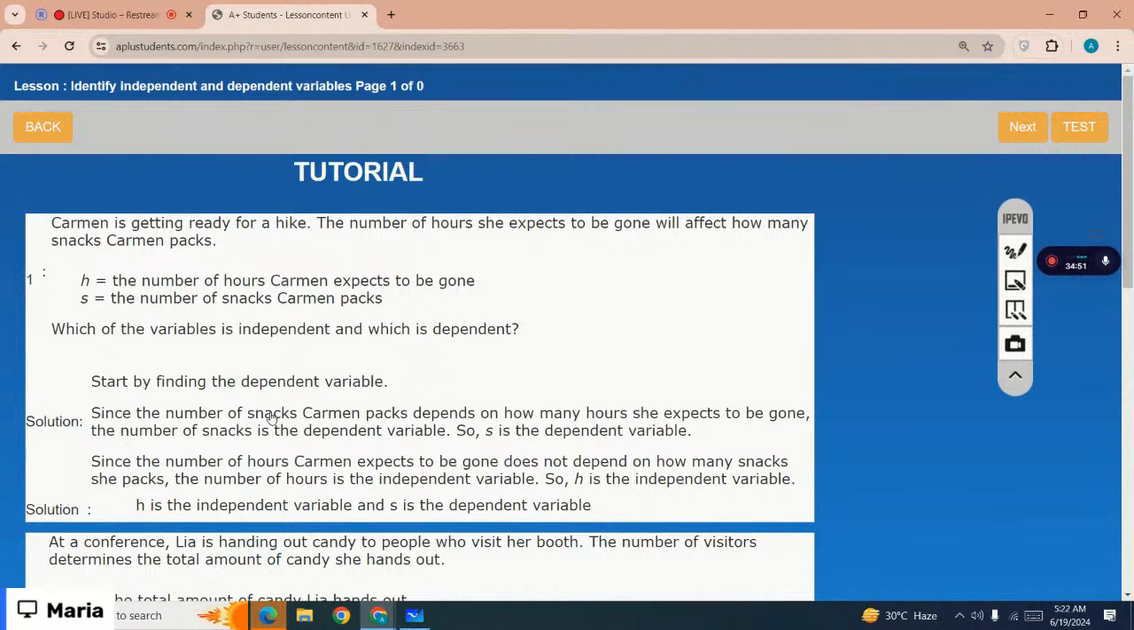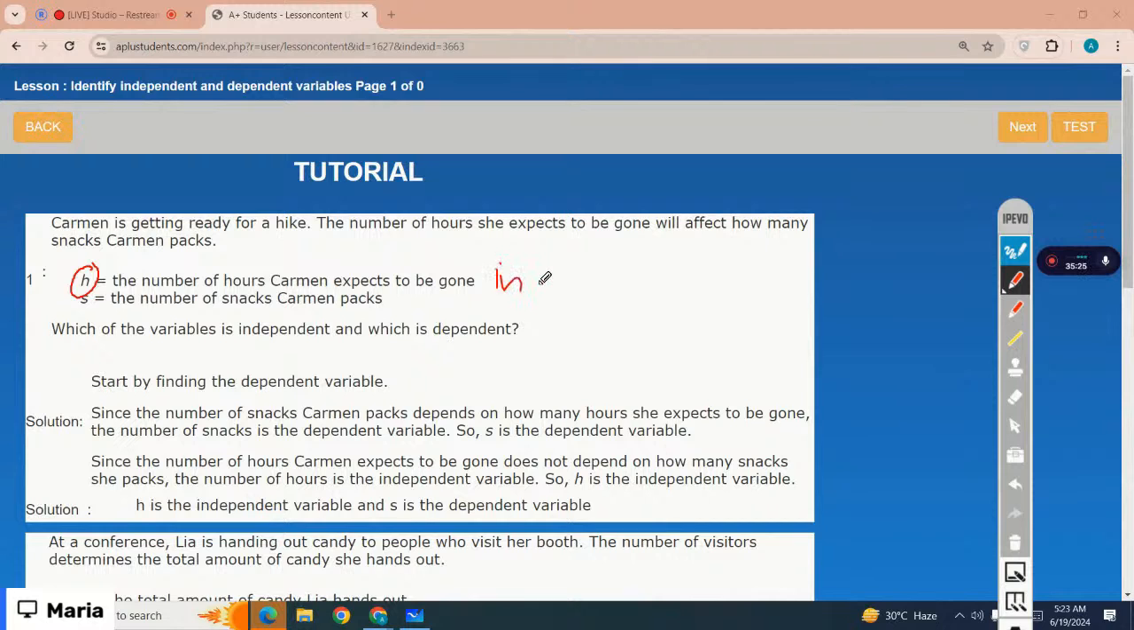Let's just read the description again carefully, right? You can find the answer in the description. Carmen is getting ready for a hike. The number of hours she expects to be gone will affect how many snacks Carmen packs, right? So that means H is the number of hours Carmen expects to be gone and S is the number of snacks Carmen packs, right? So H is the independent variable and S is the dependent variable.